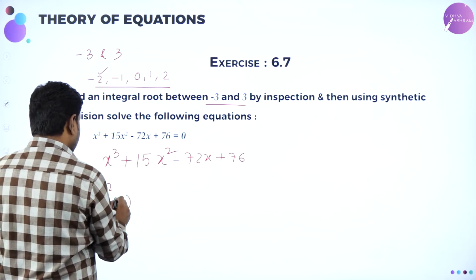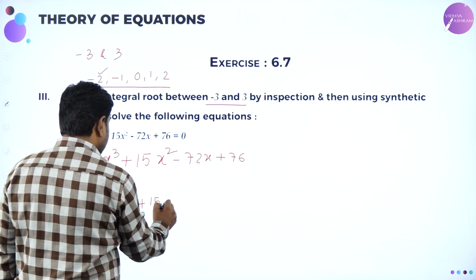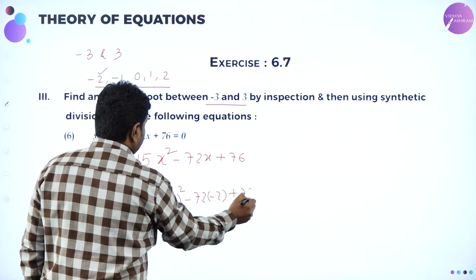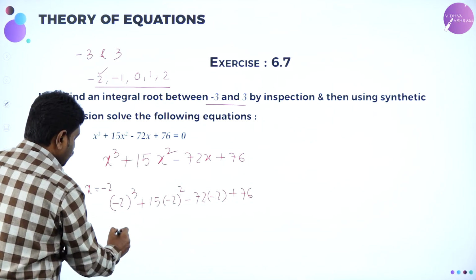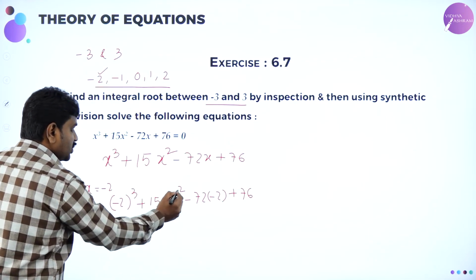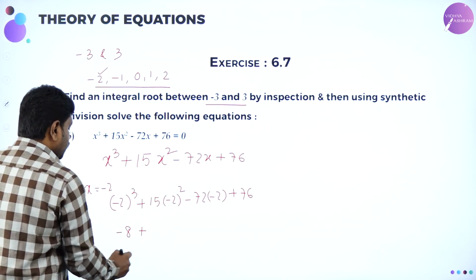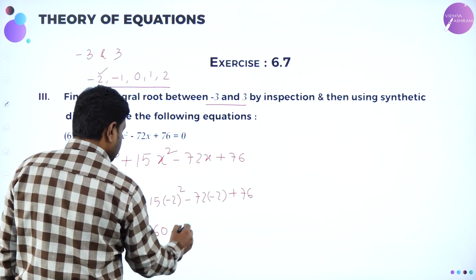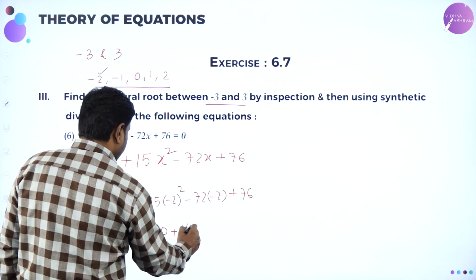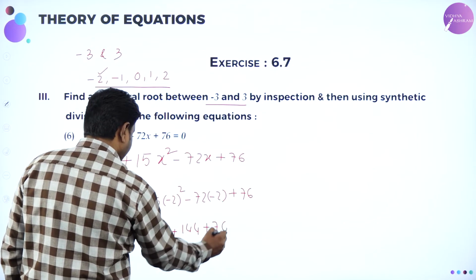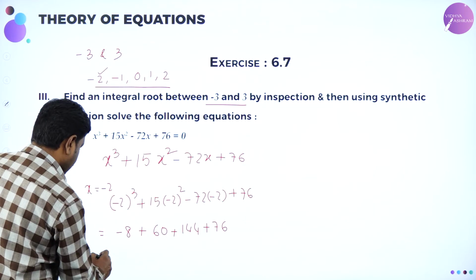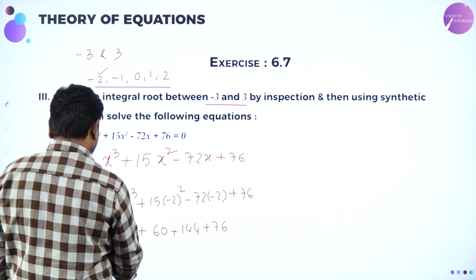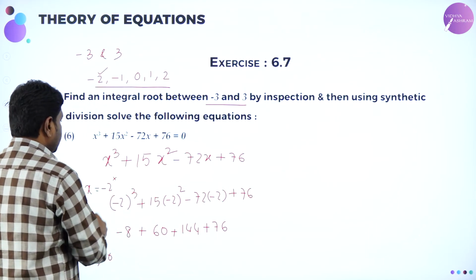Minus 2 the whole cube plus 15 into minus 2 the whole square minus 72 into minus 2 plus 76. If it fails, then I should go for the other number. So minus 2 whole cube is minus 8. Minus 2 the whole square is 4. 4 into 15, 15 4s are 60, plus 72 into 2, 144, plus 76. Now add this and it will never give you 0. Definitely it is not 0. So by inspection it failed.